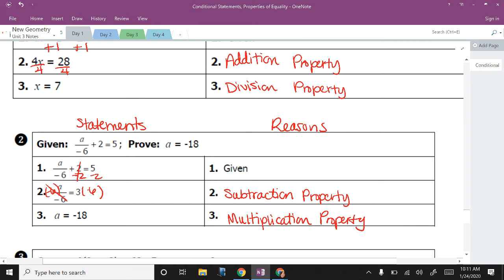And that finished the proof because I wanted to prove that a equals negative 18, and that's what we got when we solved it. So your very last step, whatever it says to prove, that better be your last line on your statements. Okay? All right.